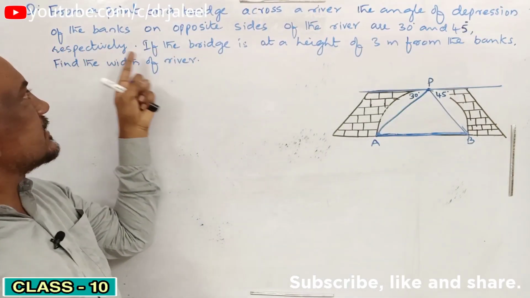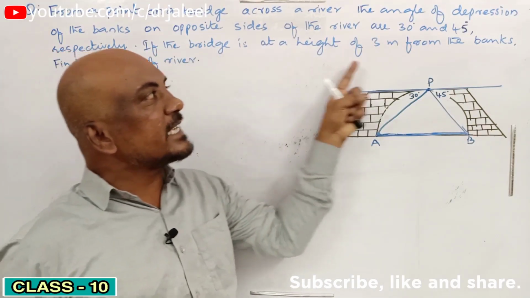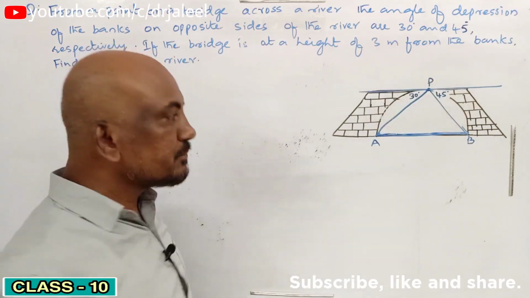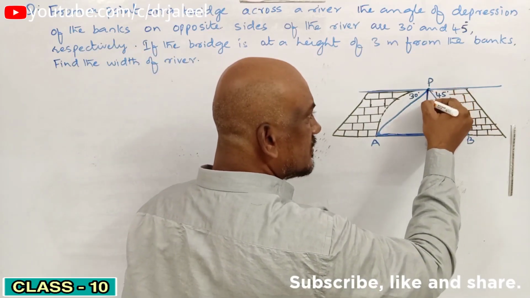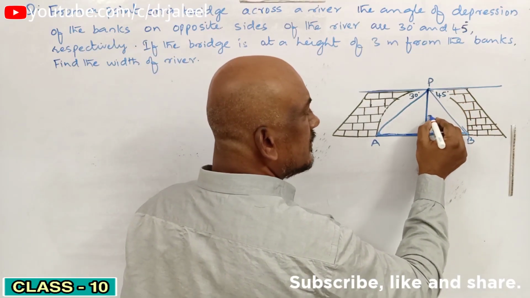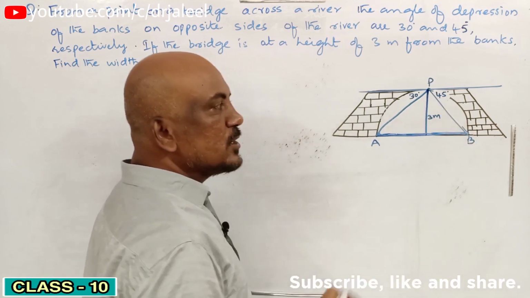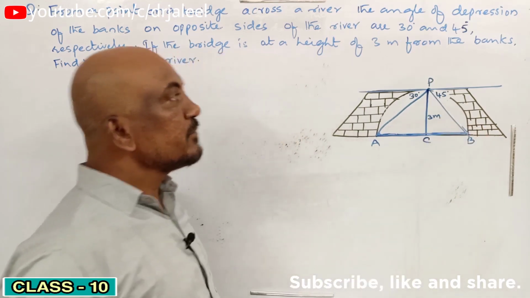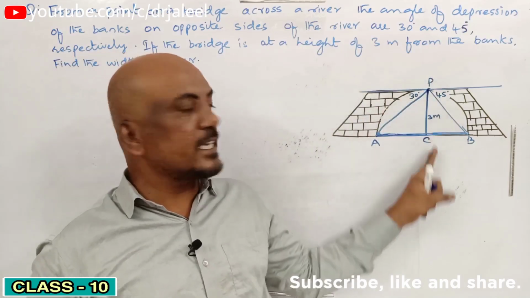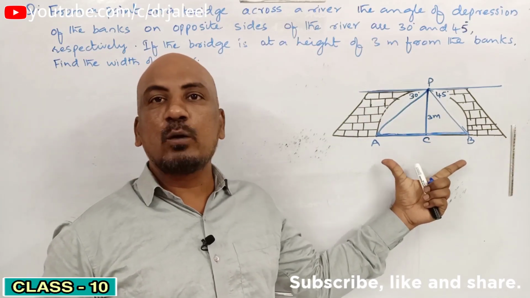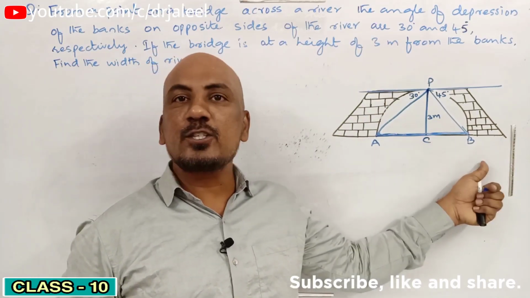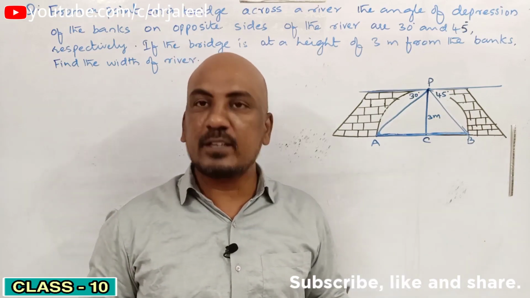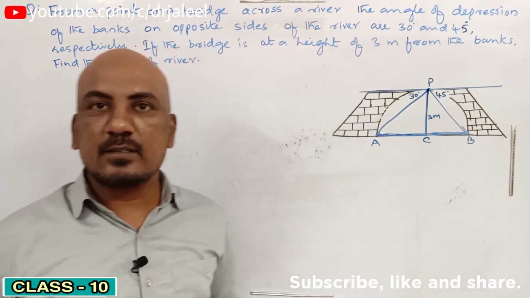Let us go for the next statement. If the bridge is at a height of 3 meters from the banks, so this height of the bridge is how much? 3 meters. So let us take this point as C. If the height of the point is 3 meters, find the width of the river. We are supposed to find this AB, the width of the river. So first step is completed.